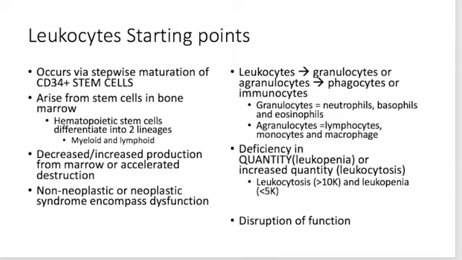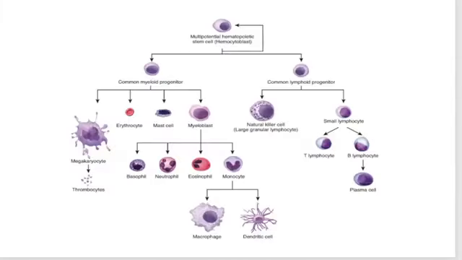Leukocytes occur via a stepwise maturation process of CD34 plus stem cells. When we talk about maturation, we have what is called a multipotential hematopoietic stem cell. This is what's going to be present in the bone marrow. What happens then is the multipotential stem cell will differentiate into two different lines.